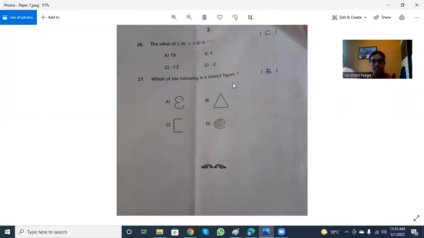Which of the following is a closed figure? Just by seeing, we can say that this is open here, this is open this side. So only triangle is a closed figure. So option B. So you can easily gain 10 out of 10 in a bits paper. Coming to the question paper solutions, we'll do one by one.